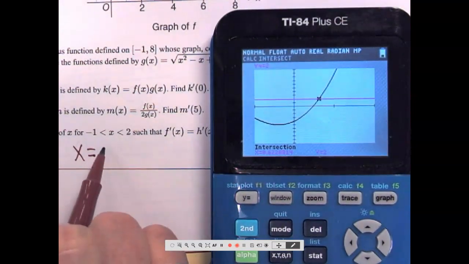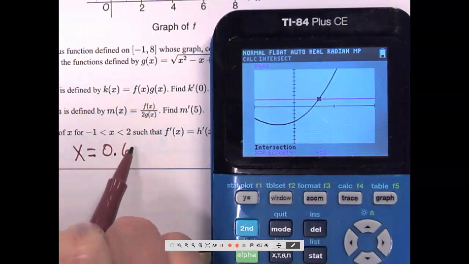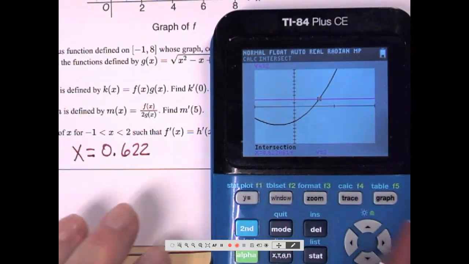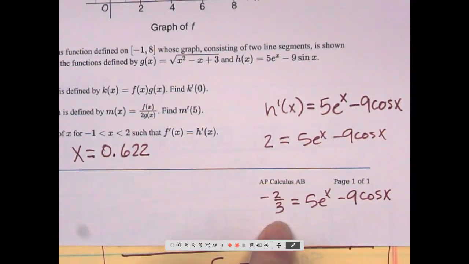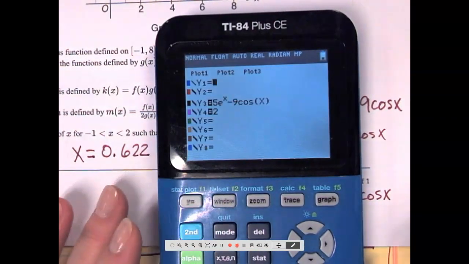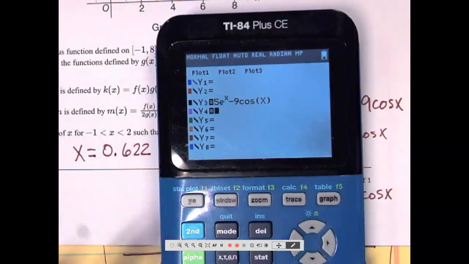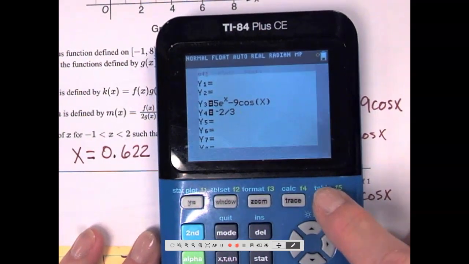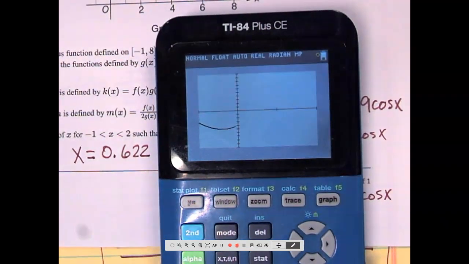X equals 0.622. Okay, now let's do the same thing, but change this to -2/3. And graph that. It should look very similar. That horizontal line is just going to be shifted down. Here's my cosine curve, and there's the horizontal line. Again, only one point of intersection, so let's find that.